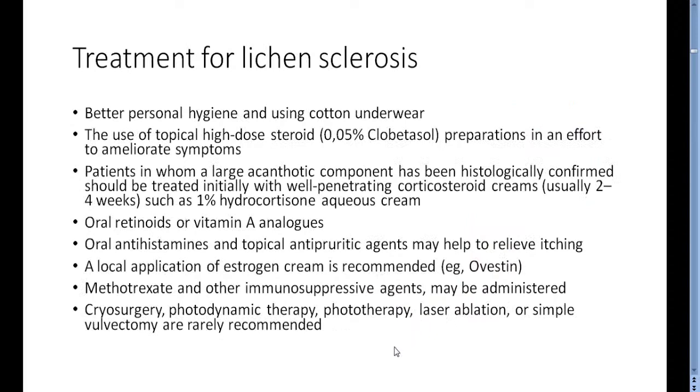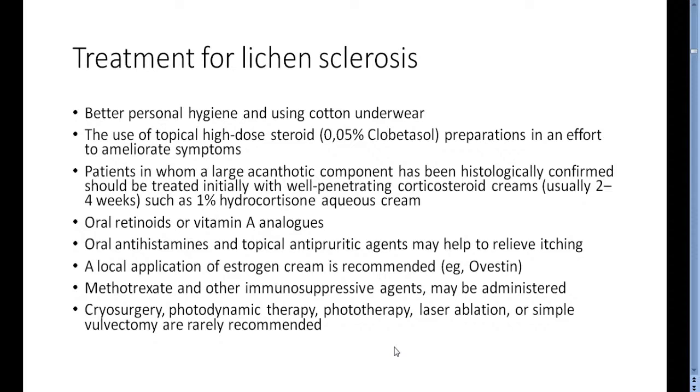Treatment of a lichen sclerosus patient lies in better personal hygiene and using only cotton underwear, not synthetic. As for the treatment itself, the use of topical high-potency steroid creams like 0.05% clobetasol preparation is an effort to ameliorate symptoms. So corticosteroids, very potent drugs which are applied superficially, may help to relieve symptoms and the condition.